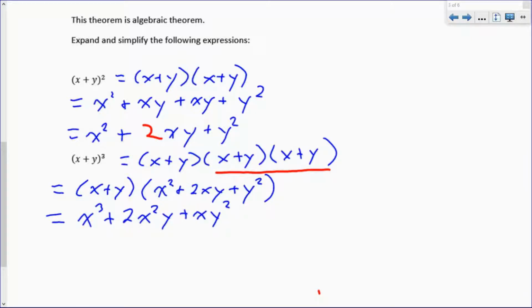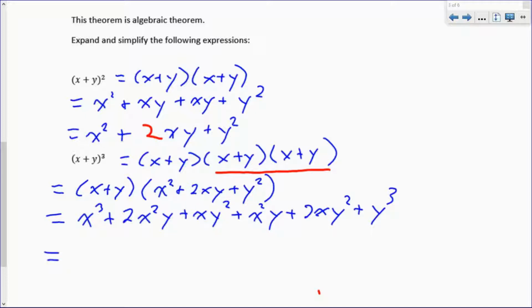There I multiply everything by x. Now we multiply everything by y. So y times x squared is x squared y. I always write the x's before the y's. Plus y times 2xy is 2xy squared. And y times y is y cubed.